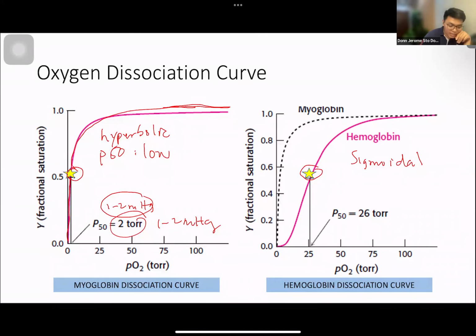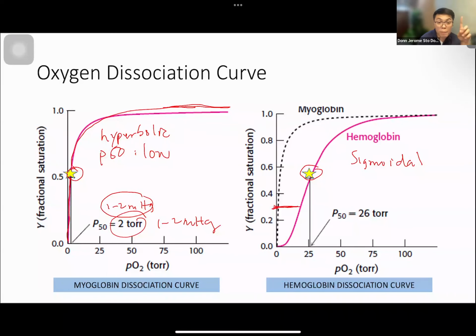Okay, so as you can see here, at 25% oxygen saturation, when we say 25% oxygen saturation, how many subunits are occupied in your hemoglobin molecule? 1, no?